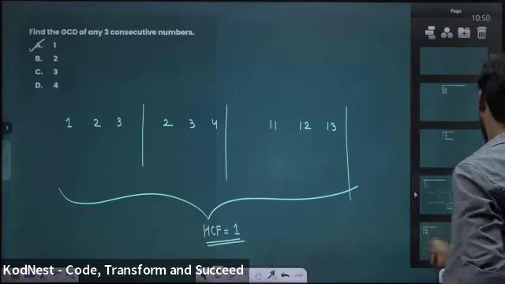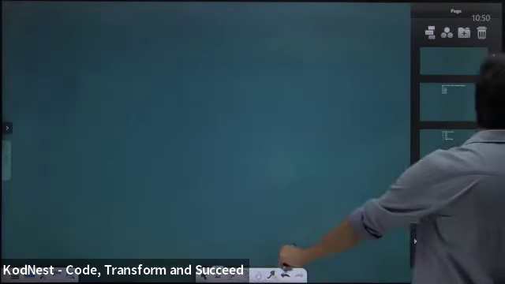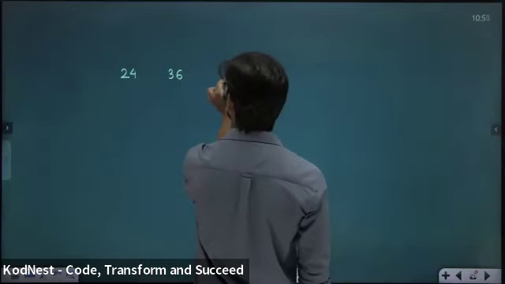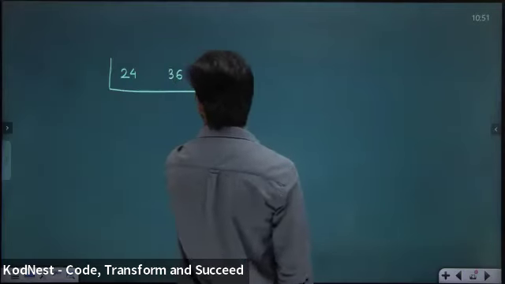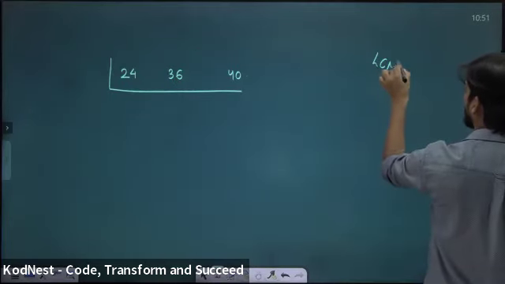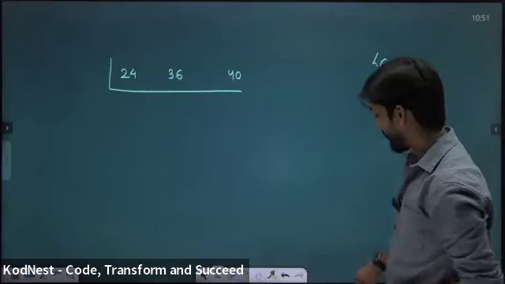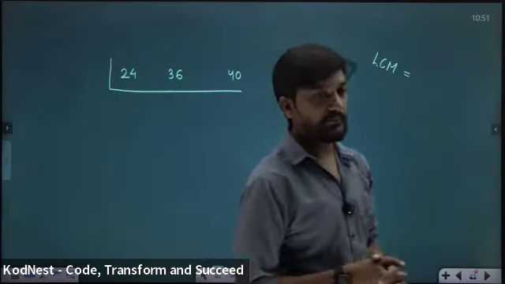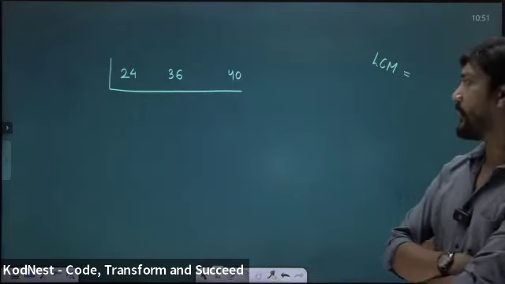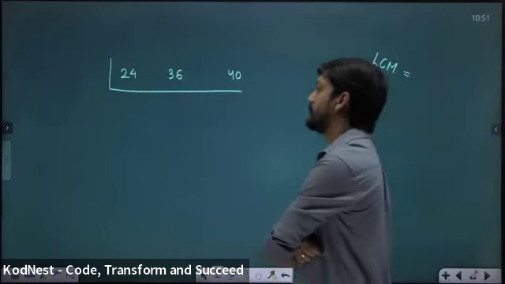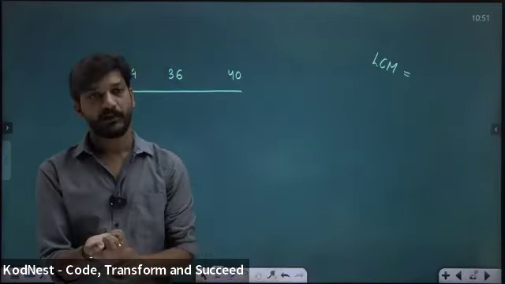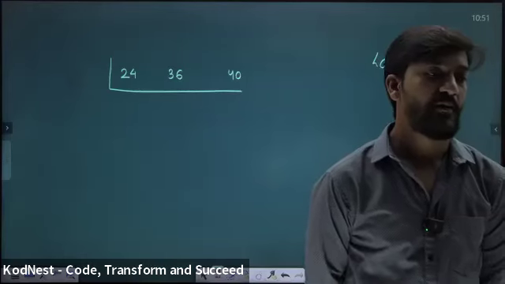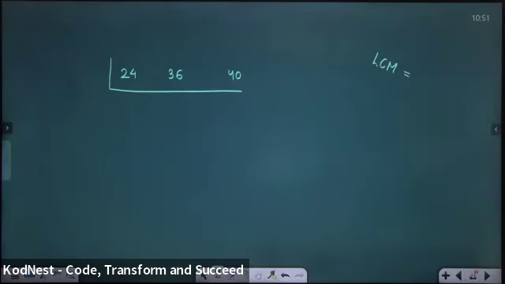One more question. 24, 36, 40. Please calculate the LCM of the 3 numbers. Start, please. LCM of these 3, not HCF. If you are saying 12 as HCF, that also is wrong. LCM, not HCF.